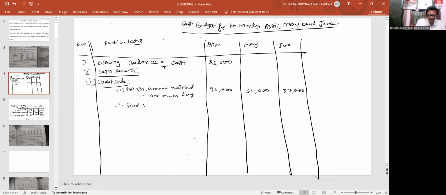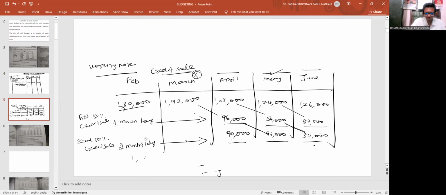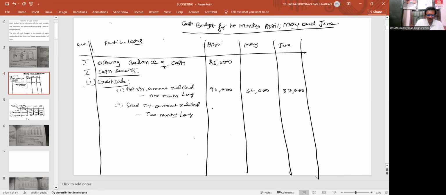And then second 50% amount realized, 2 months lag. Now 2 months lag means delay. 90,000, 96,000, 54,000.